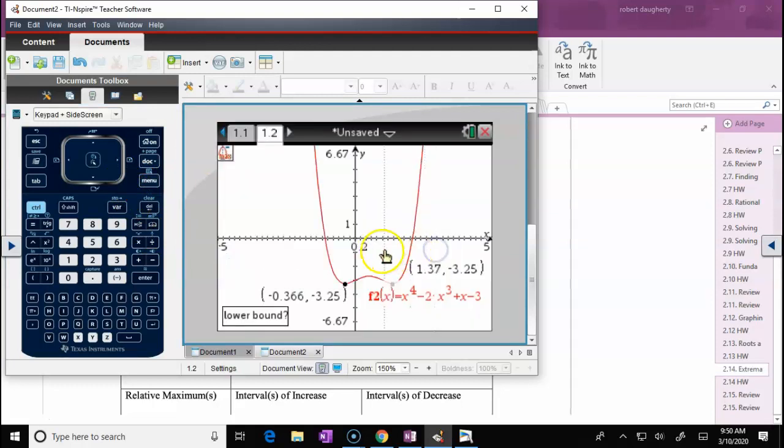I would come over here and say maximum. And I would do that. It would tell me there's the relative maximum right there. Okay. What if I wanted to find the x-intercepts?